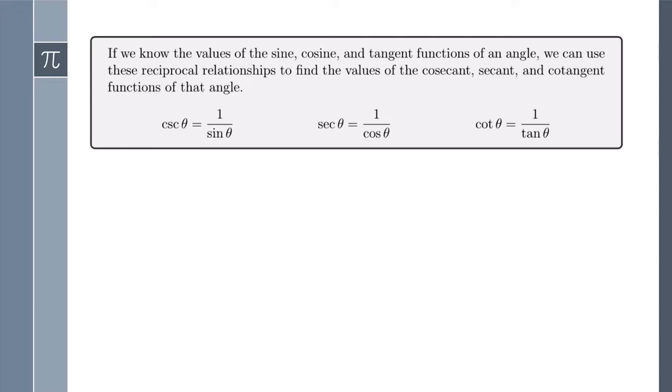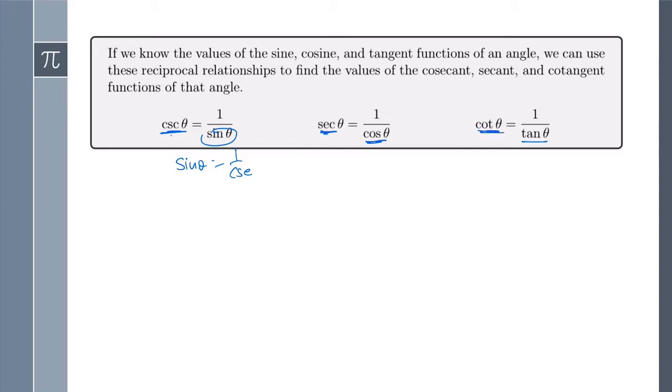Now I already mentioned this one. So there are the reciprocals. Cosecant theta equals 1 over sine theta, or we can also write sine theta equals 1 over cosecant theta. So cosecant is the reciprocal of sine, secant is the reciprocal of cosine, and cotangent is the reciprocal of tangent.